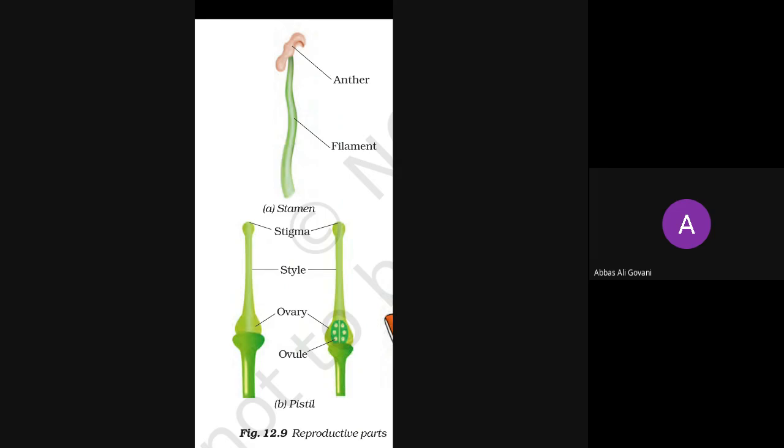So, in a stamen, there is an anther and filament. In a pistil, there are three parts: the ovary, at the bottom, from where egg is produced, then style, and finally opposite there is a stigma.